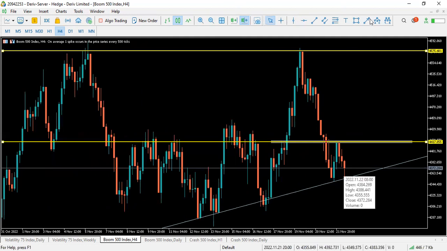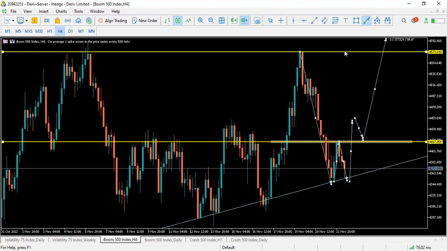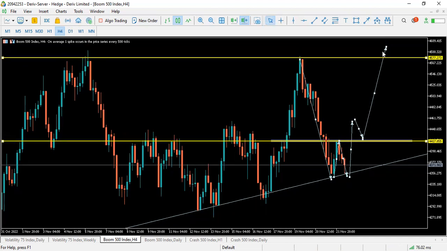Remember, this will now be something like a double bottom where you have a left leg, neckline, right leg, break the neckline, retest the neckline, then show something like this. So Boom 500 is presenting a very beautiful structure, a very beautiful setup according to our strategy.